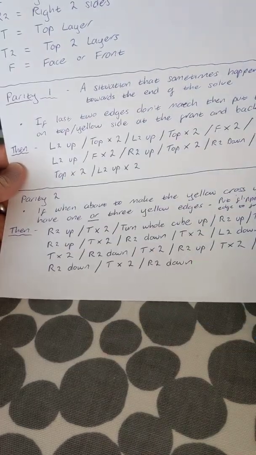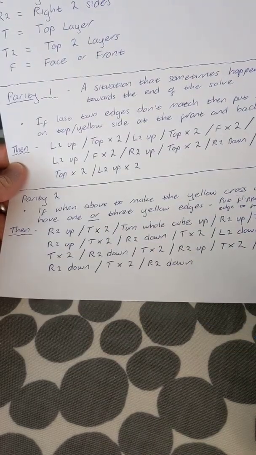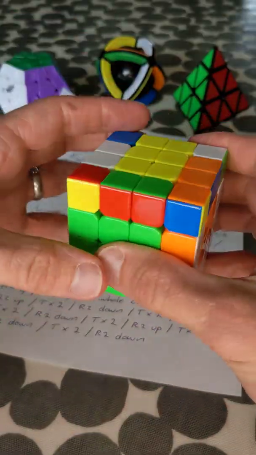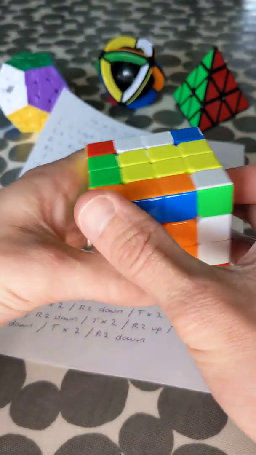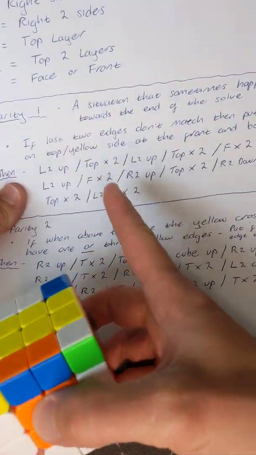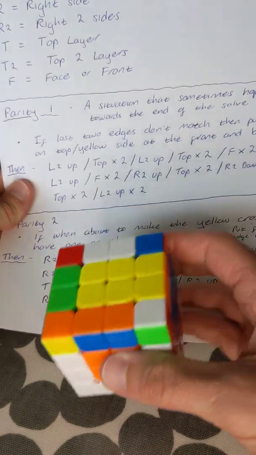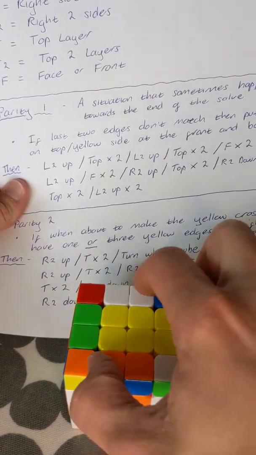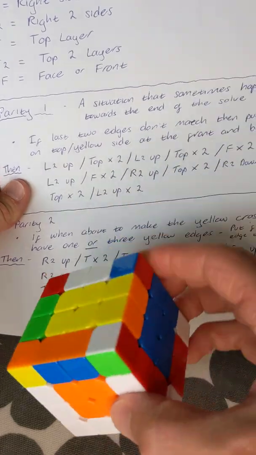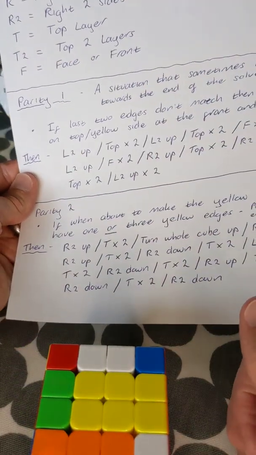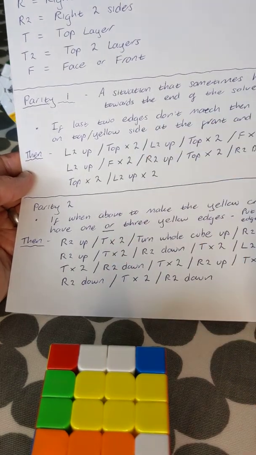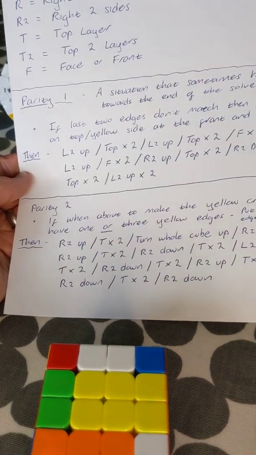Now, if the last two edges don't match, then put them on the top yellow side. So let's say you had two that weren't matching, you would put them here and here at the front and at the back. Okay, so you put them on the top yellow side at the front and the back. So imagine that these are not the same, but they're diagonal there and there. You put them at the front and back, and then you copy this algorithm, parity number 1. It seems quite long and complicated, but it's kind of the same thing over again.